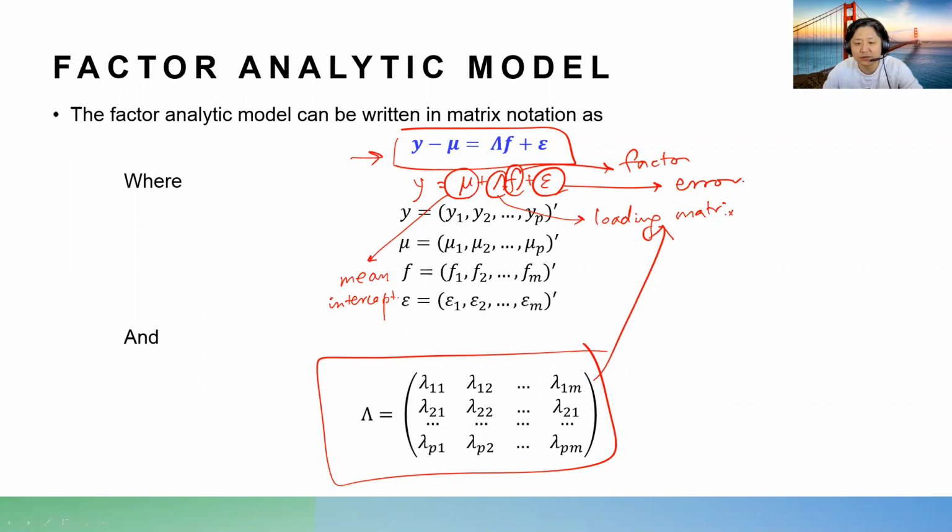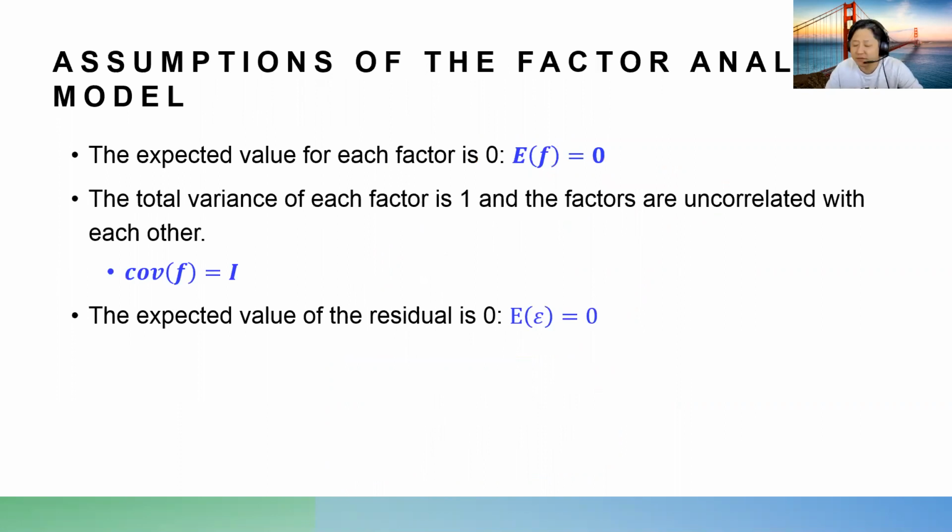If you use the correlation matrix, that means you're going to standardize it, right? So this mu, this mean, will be 0. If you run a standardized solution, using the correlation matrix, generally you will not get the mean. So it will be simplified to loading F plus e. The expected value of each factor is 0, right? That means the mean of each factor score is 0.